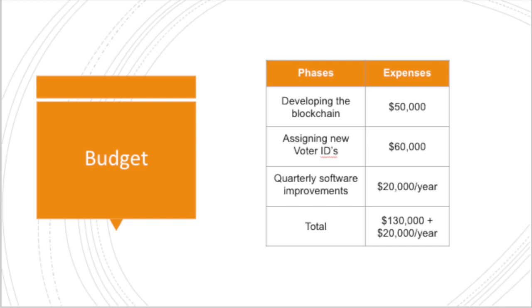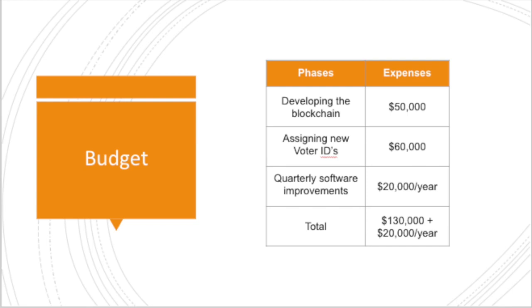Assigning and distributing new secure voter IDs will be a challenging task, but it will be a minor change compared to Florida's current system. A majority of the funding for this phase will go toward manufacturing the physical identification cards and the labor required to distribute these to registered voters.